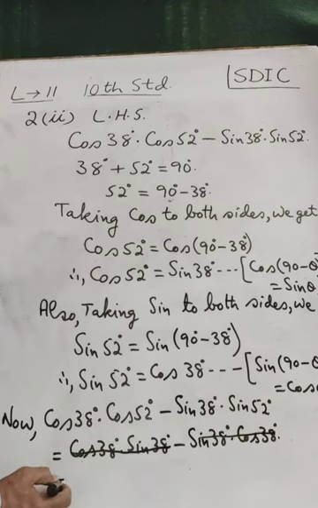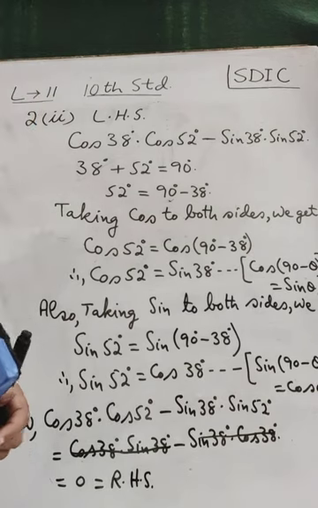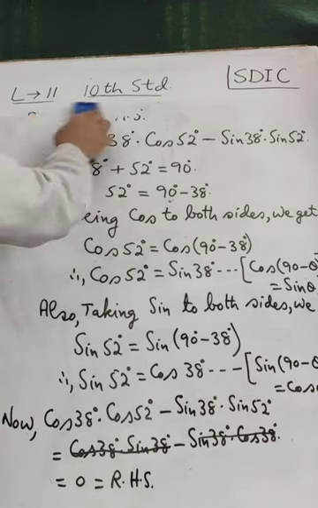The result is 0. What is our RHS? Hence we have proved it. This is the solution of the second part of the second question, or the third question.